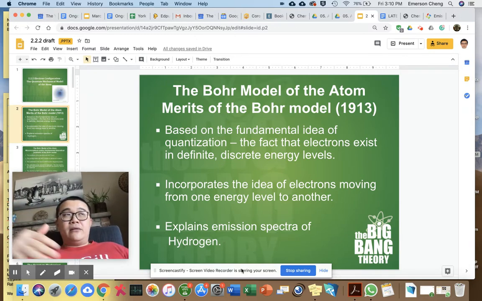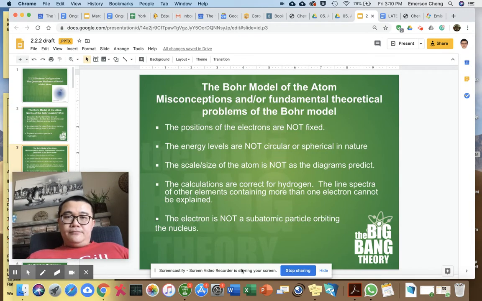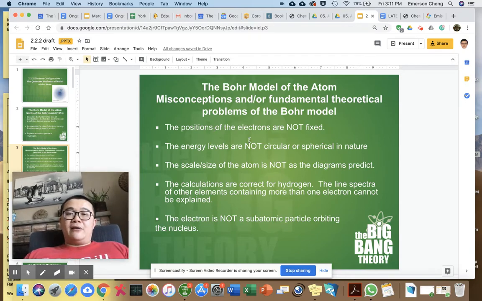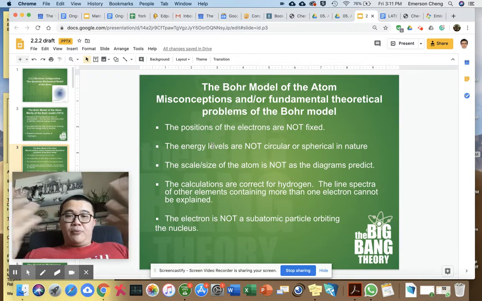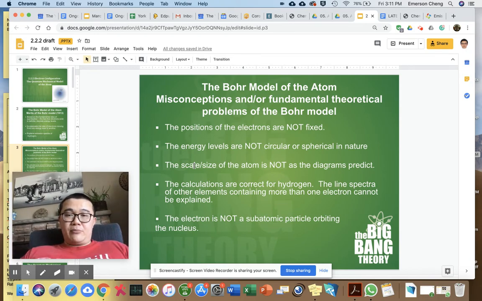Now, the math of it was able to be proven, but there are some problems with the Bohr model. What we found out later on is that electrons are not in a fixed model. These energy levels are not perfectly spherical and not perfectly circular. The scale and size is not as the diagrams predict. Calculations are good for hydrogen, but not for other elements. So we actually need a better model.